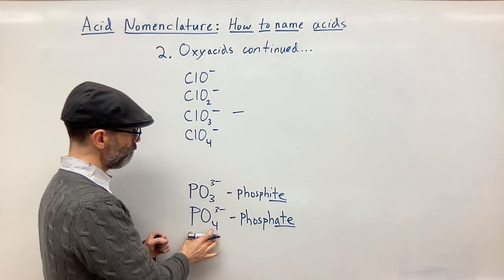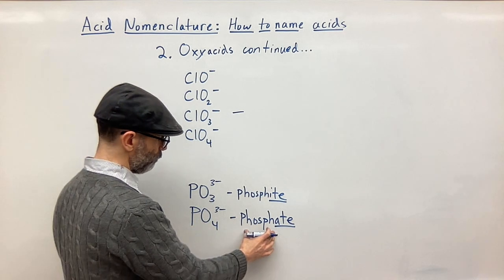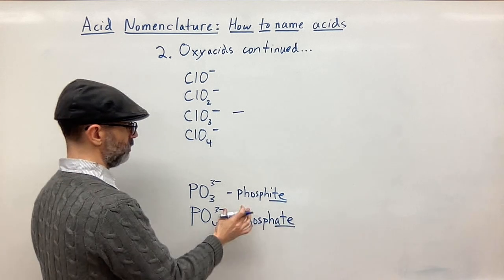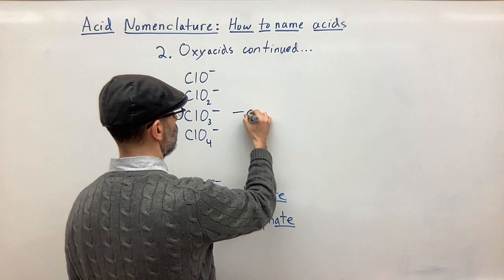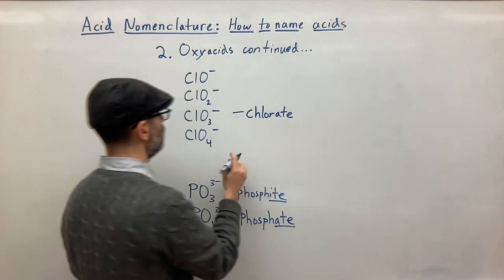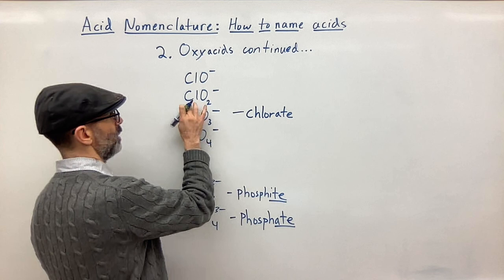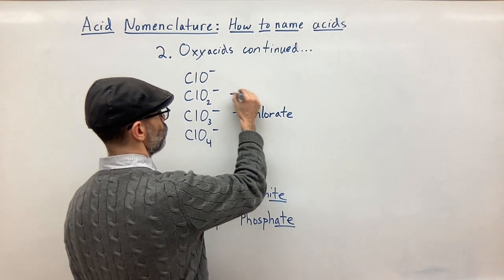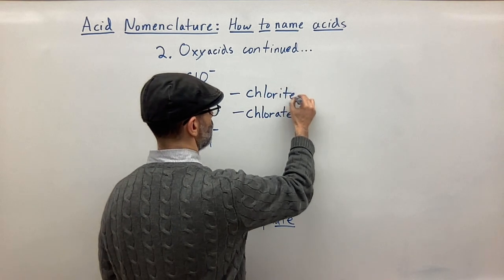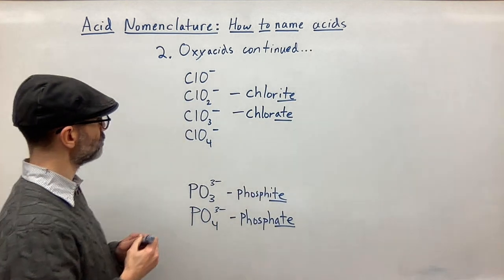Just like here, phosphorus, I drop the ending, and I get phos, right? And then I add ATE ending. So here it's going to be chlor plus ATE. And then this is going to be my chlorate ion. And then my ClO2, which has 1 less, is going to be my chlorite ion. So it has ITE.